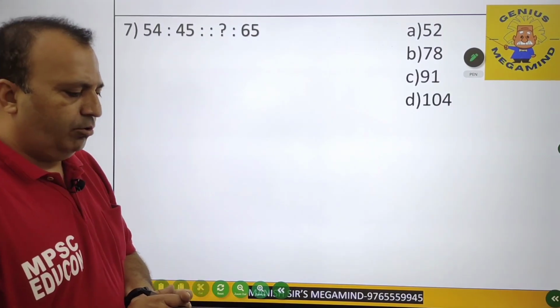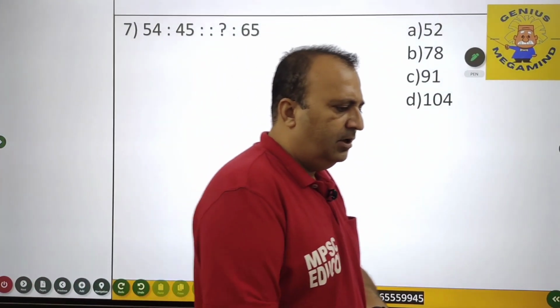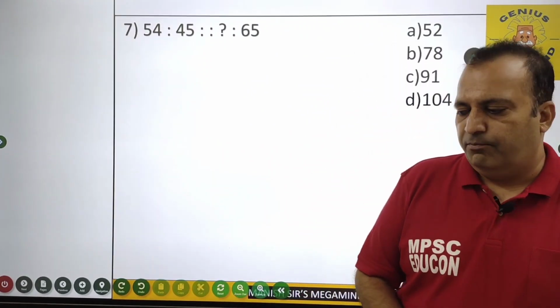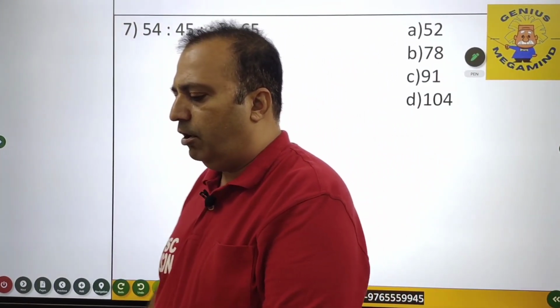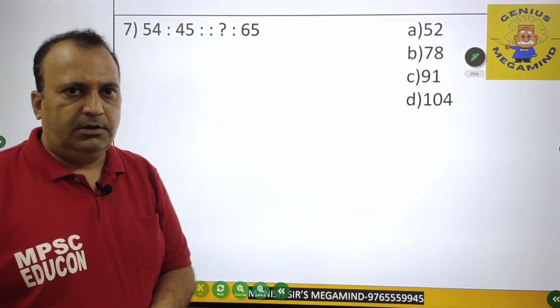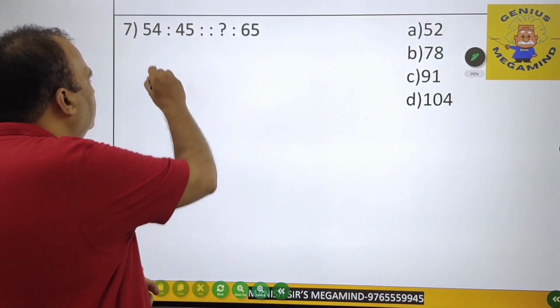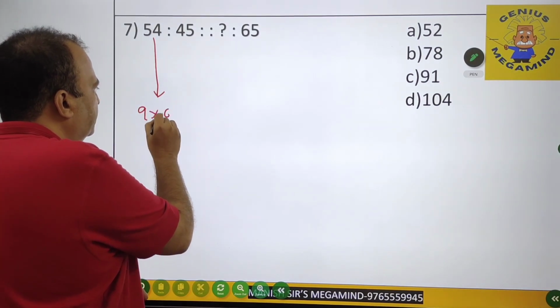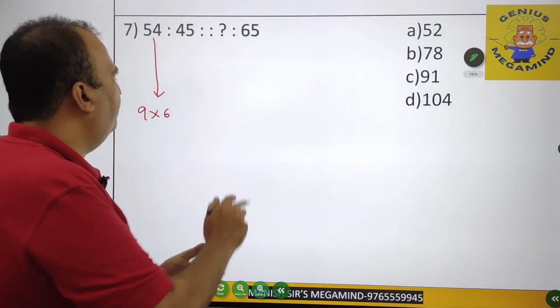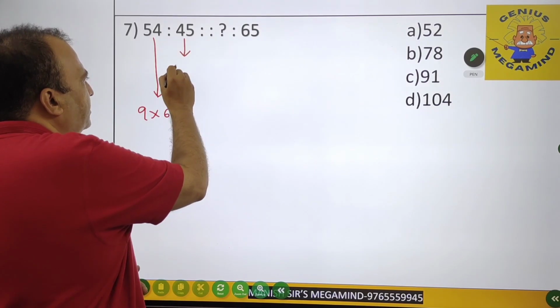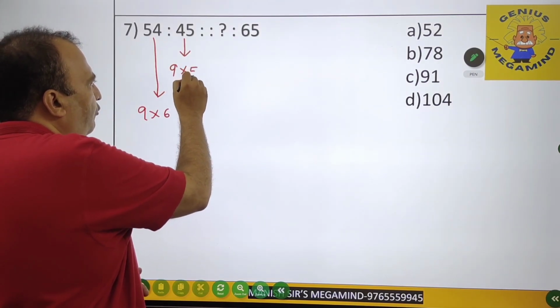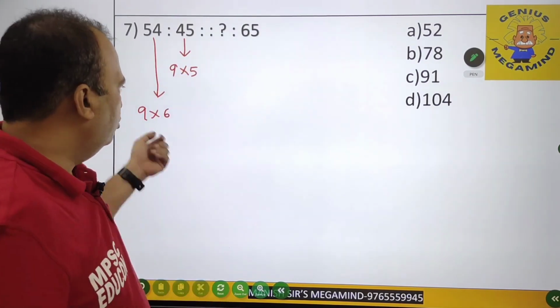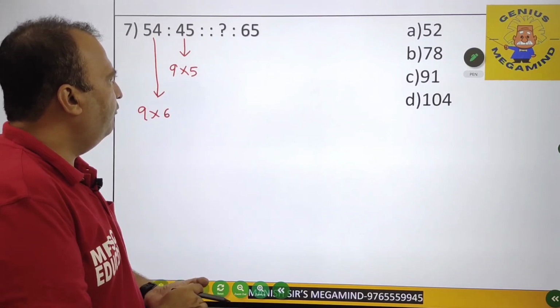So how do I check it out? Again, observation, my friends. 54 and 45, both the numbers will fall in the table of 9. So can I write 54 as 9 into 6? Yes, 9 into 6 is 54. Can I write 45 as 9 into 5? Obviously the answer is yes. So 9 into 6 and 9 into 5.